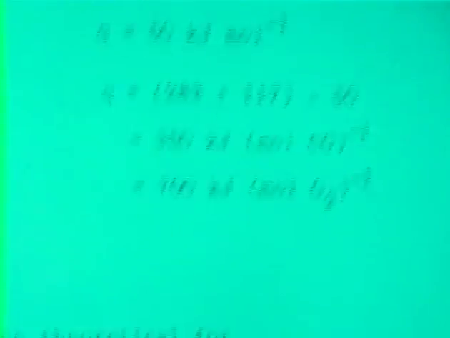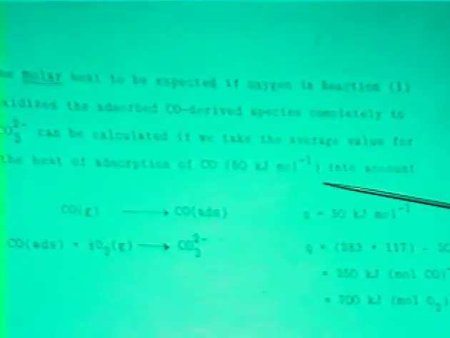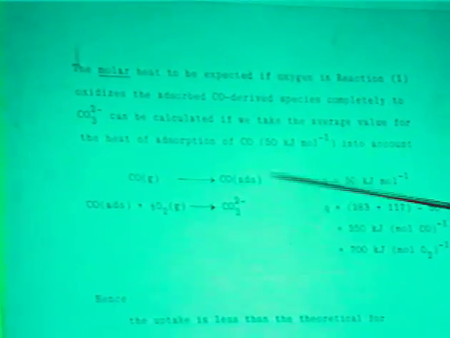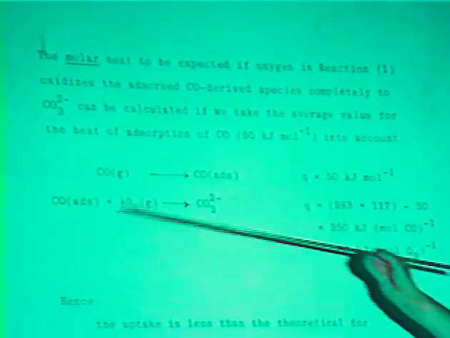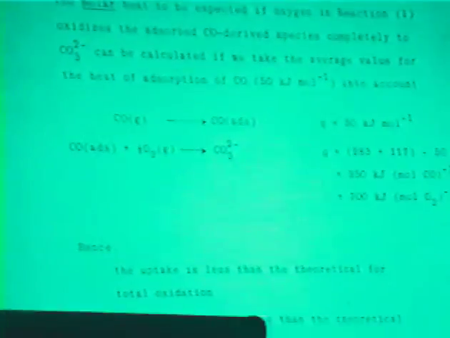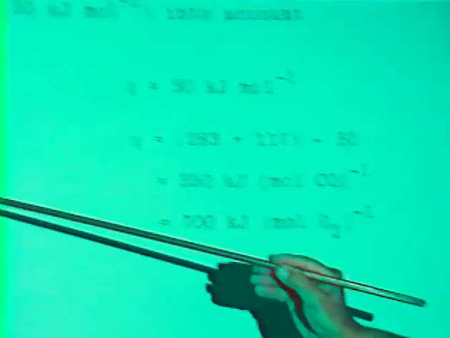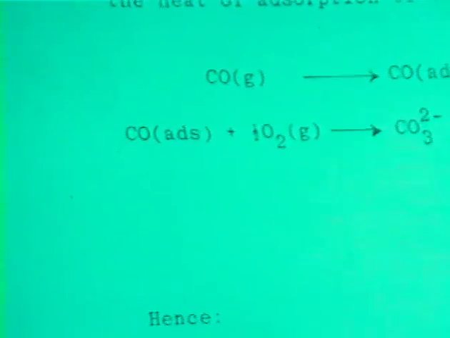So the heat to be expected if the oxygen oxidizes the adsorbed CO-derived species completely can be calculated if we make use of that value. Here is the adsorption of CO to CO adduct, and here is the oxidation to carbonate. It works out to be 350 kilojoules per mole of CO, or of course, if you express it per mole of oxygen, it will be twice that value.